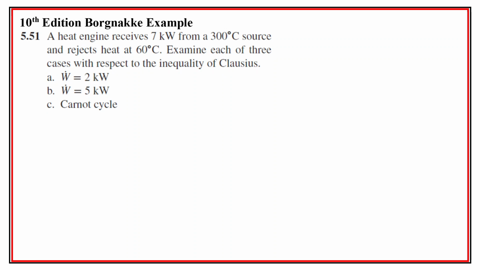All right, so here's problem 5.51 from the 10th edition of Moran and Shapiro. A heat engine receives 7 kilowatts from a 300-degree Celsius source and rejects heat at 60 degrees Celsius. Examine each of the three cases with respect to the inequality of Clausius.